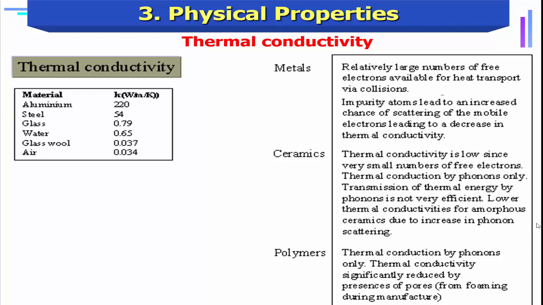For ceramics, the thermal conductivity is low since there are very small numbers of free electrons, and the thermal conduction is by phonons only. So the transmission of thermal energy by phonons is not very efficient, and there are lower thermal conductivities for amorphous ceramics due to an increase in phonon scattering. For polymers, we have thermal conduction by phonons only, and it's significantly reduced by the presence of pores from foaming during manufacture.